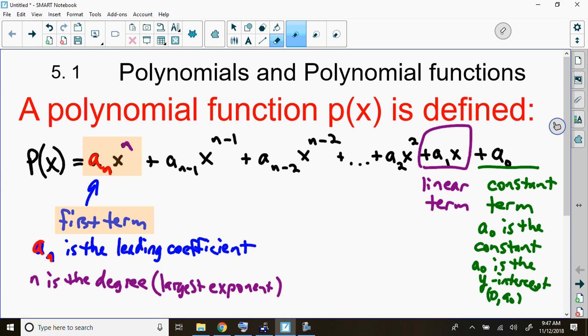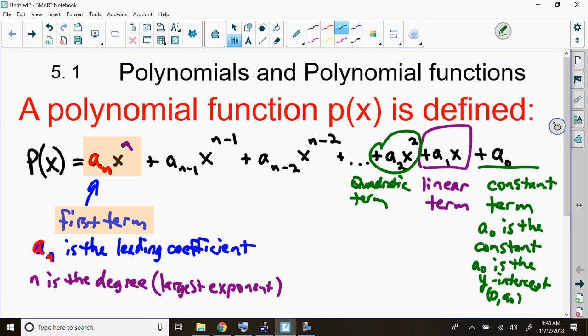So backing up one more time, over here, a sub 2 x squared. We know what that's called, right? That's called our quadratic term. So hopefully you get the idea what these polynomials are.